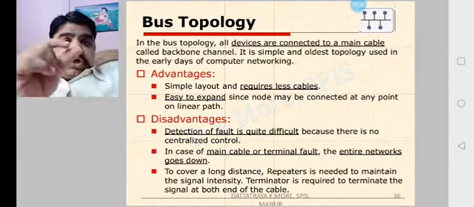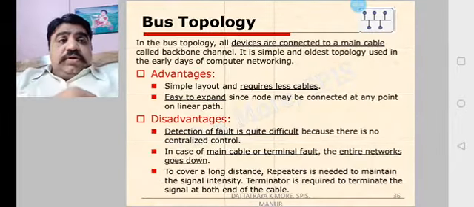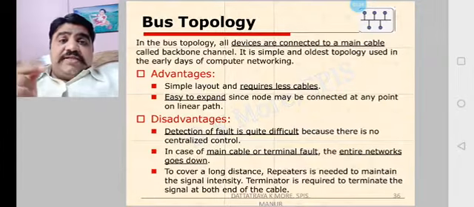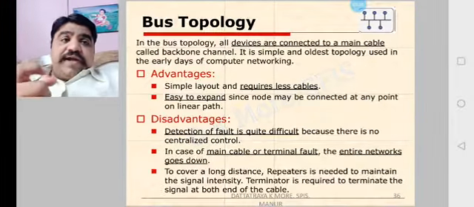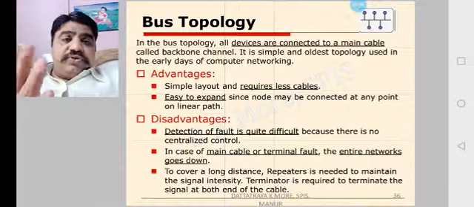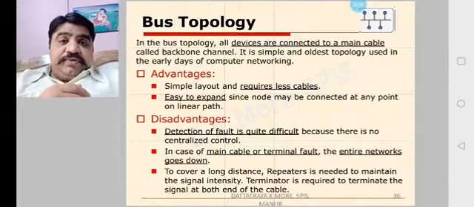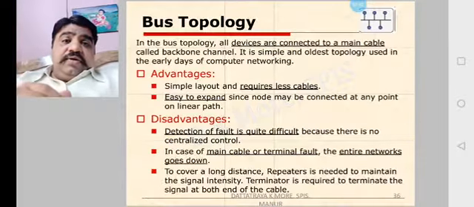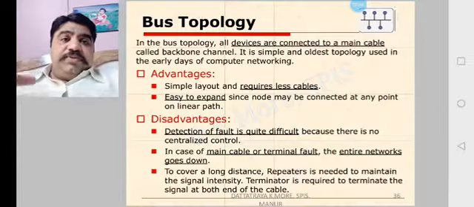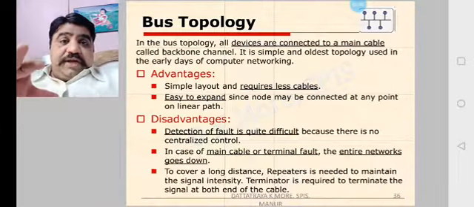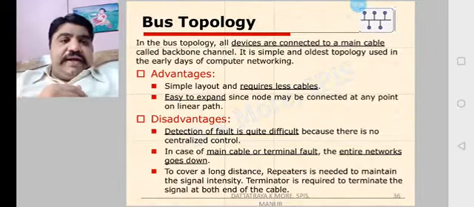You can see in the picture that one line is there, called the backbone channel. Like at our house, the main water pipeline comes, and then different connections are given to other people from that main pipeline. It is also like that.